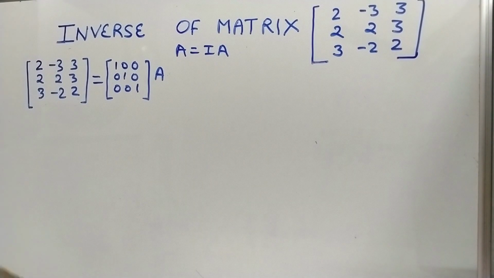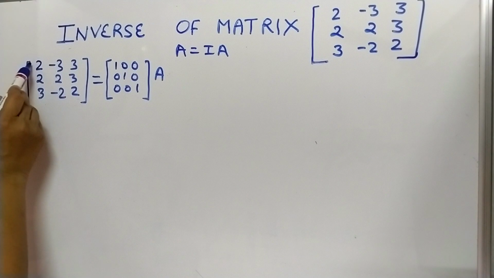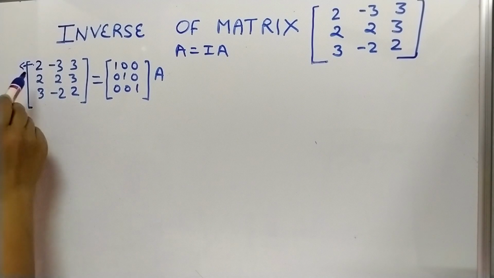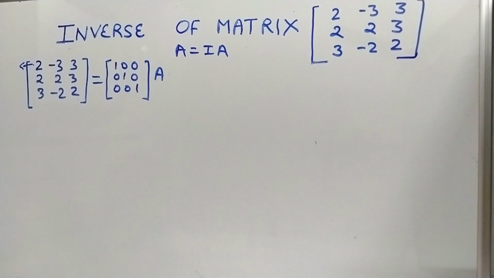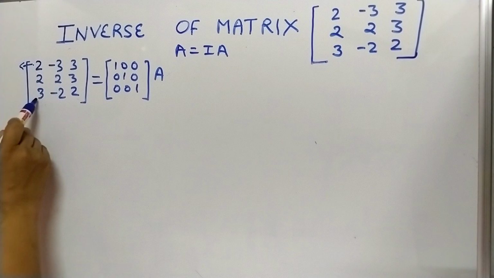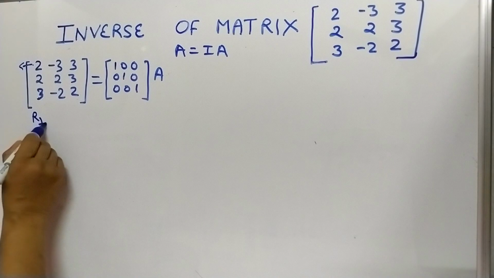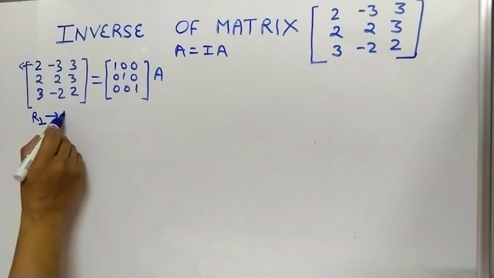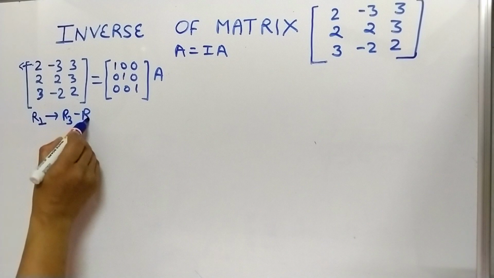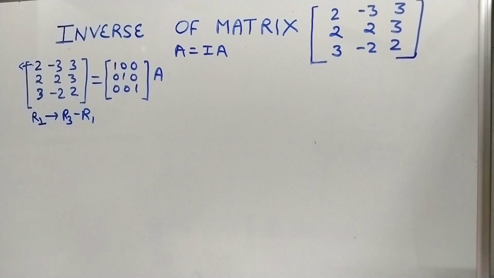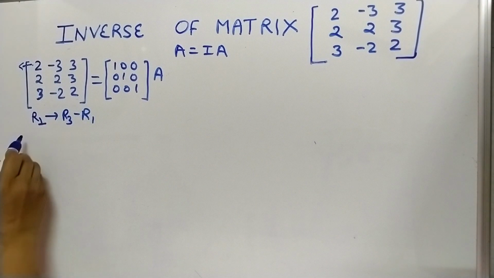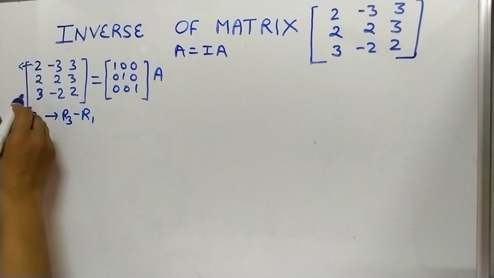Now here, first we will try to make this one 1. To make this 1, either you can divide the first row by 2, or else, as you can see, 3 is also here, so with this 3 you can also make this 1. So here I am taking the second option, that is I'll change R1 with R3 minus R1. See, 3 minus 2 is 1, so I will subtract the first row from the third row and that will become our first row.